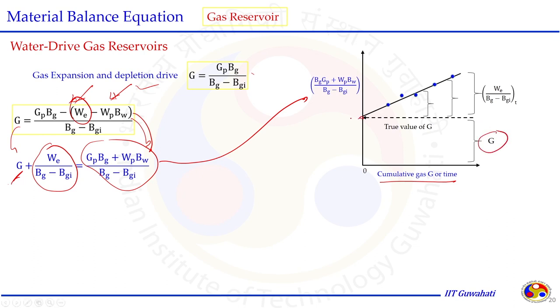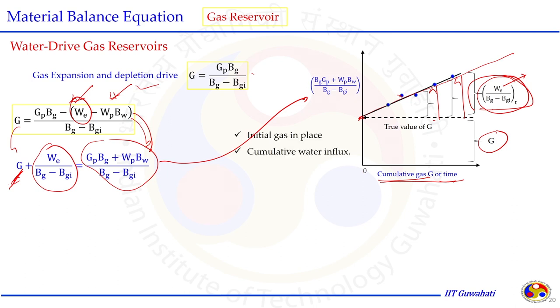It means it is starting from somewhere, that is the intercept here. It is starting here, and as we move with respect to cumulative gas or time, we are collecting the data point, and when we are plotting, this should result in the straight line. That's the indication the water drive is present, and at any particular time we can calculate how much deviation is happening with respect to this horizontal line, and with the help of that we can calculate the value of WE. So in that case the water encroachment value for the gas reservoir can be estimated.